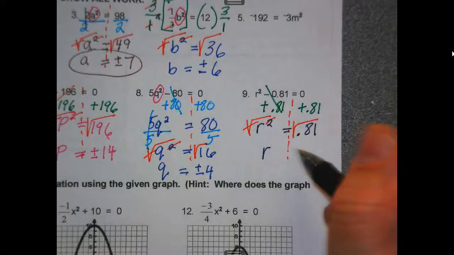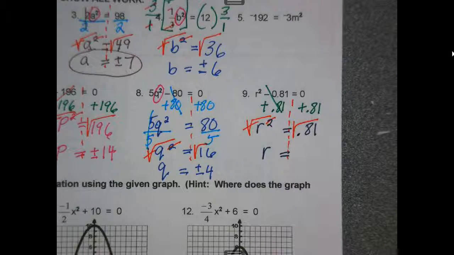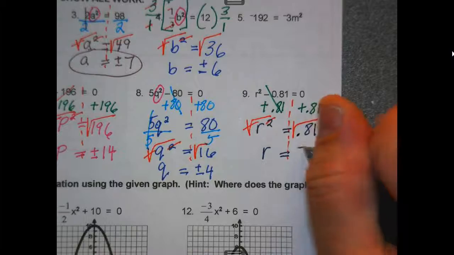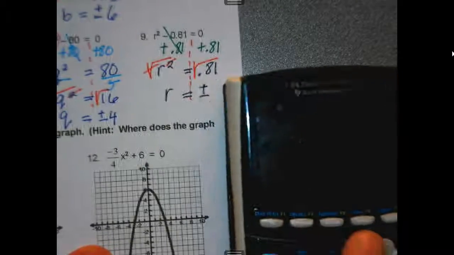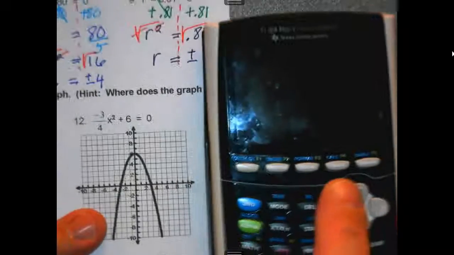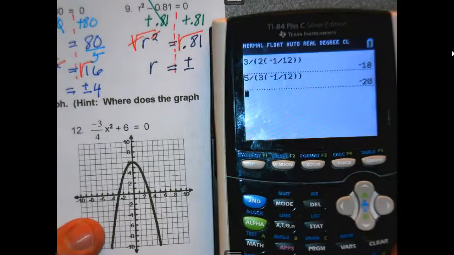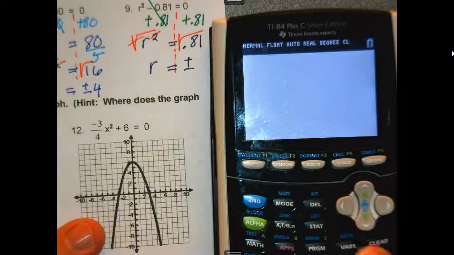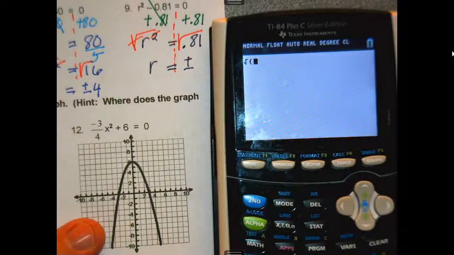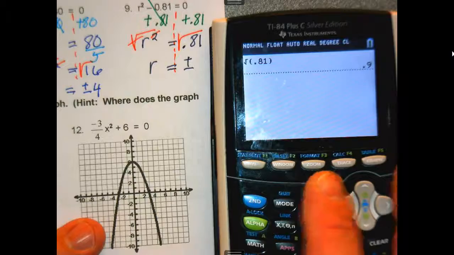So I get R equals, let's put this in a calculator, huh? See, square root, you're going to hit the second key and the x squared key to bring up the square root. Put 0.81 in there, hit enter, and I get 0.9.